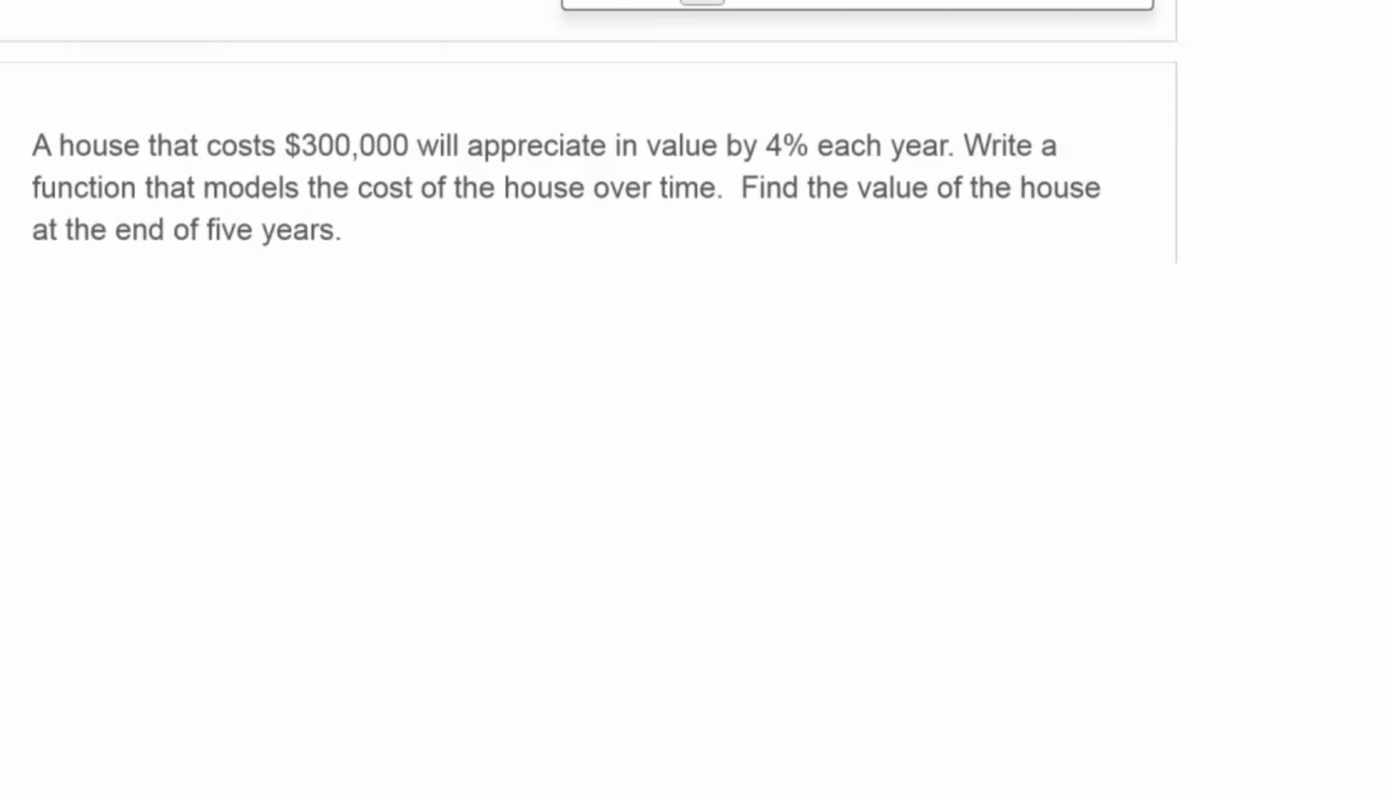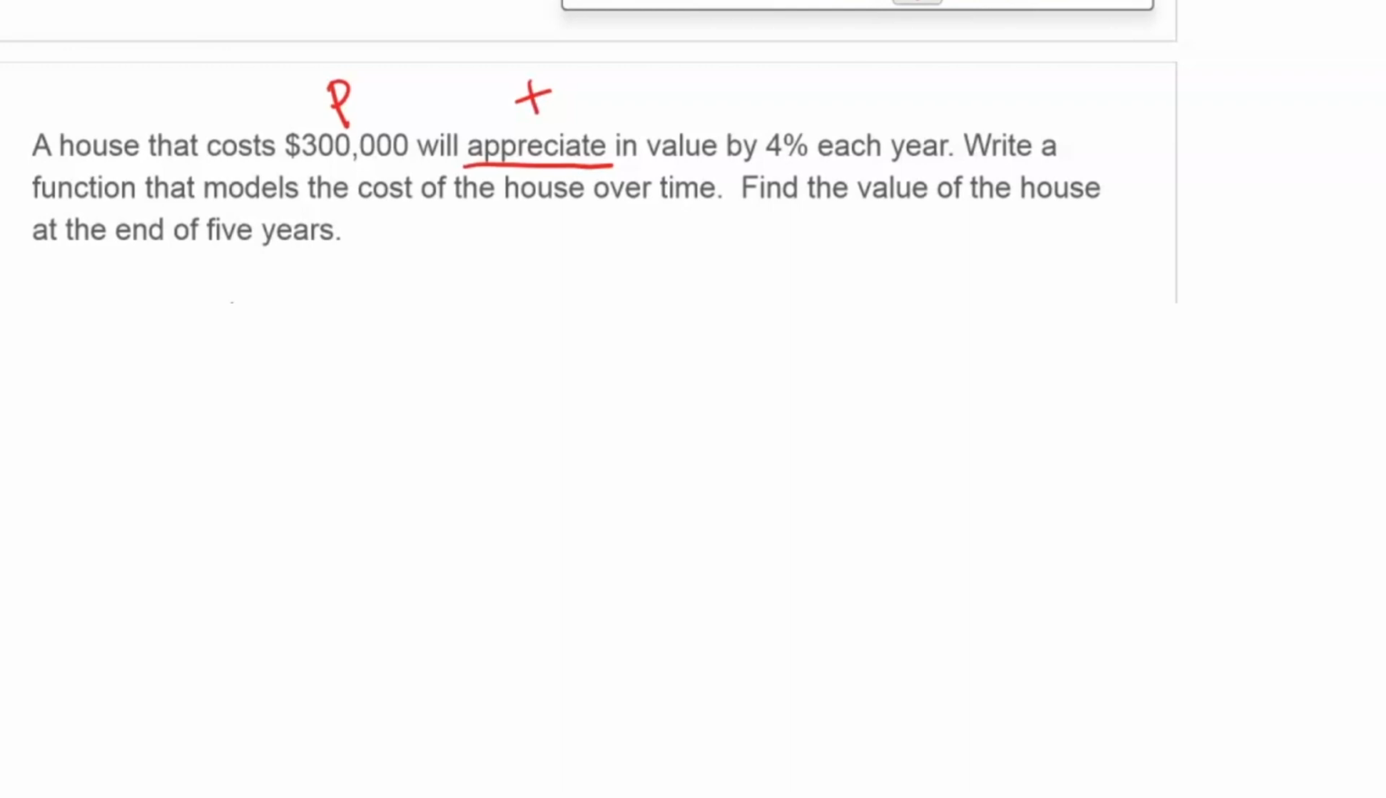A house that costs $300,000 will appreciate in value by 4% each year. Write a function that models the cost of the house over time. Find the value of the house at the end of 5 years. So we need to think about every piece of this equation, what's given to you and what we are supposed to find. The house costs $300,000. That would be the P, the principal, the starting amount, because that's the very beginning.